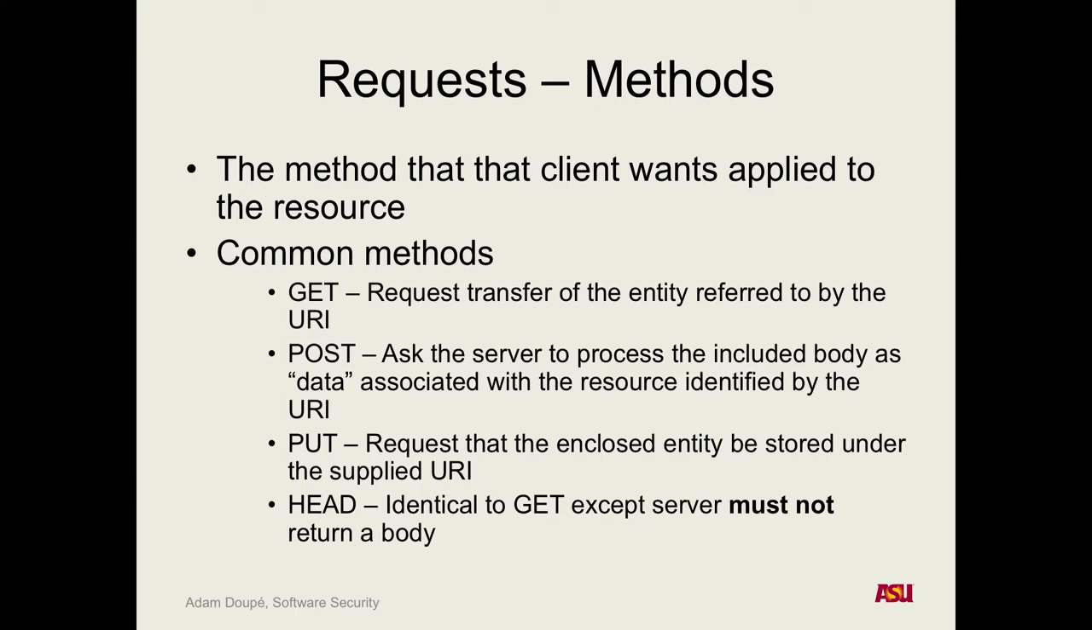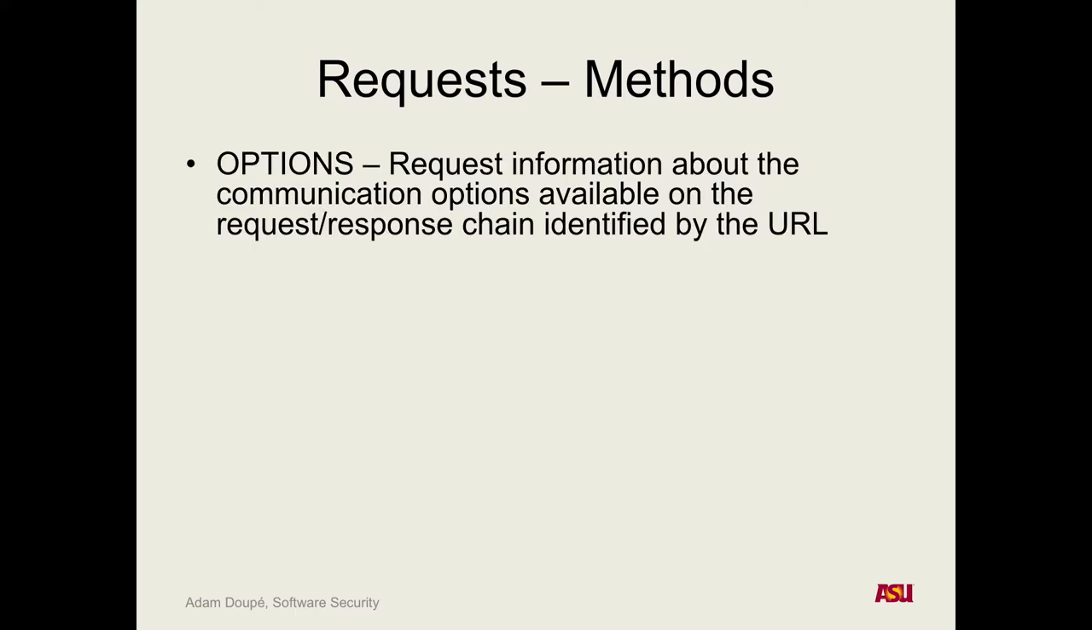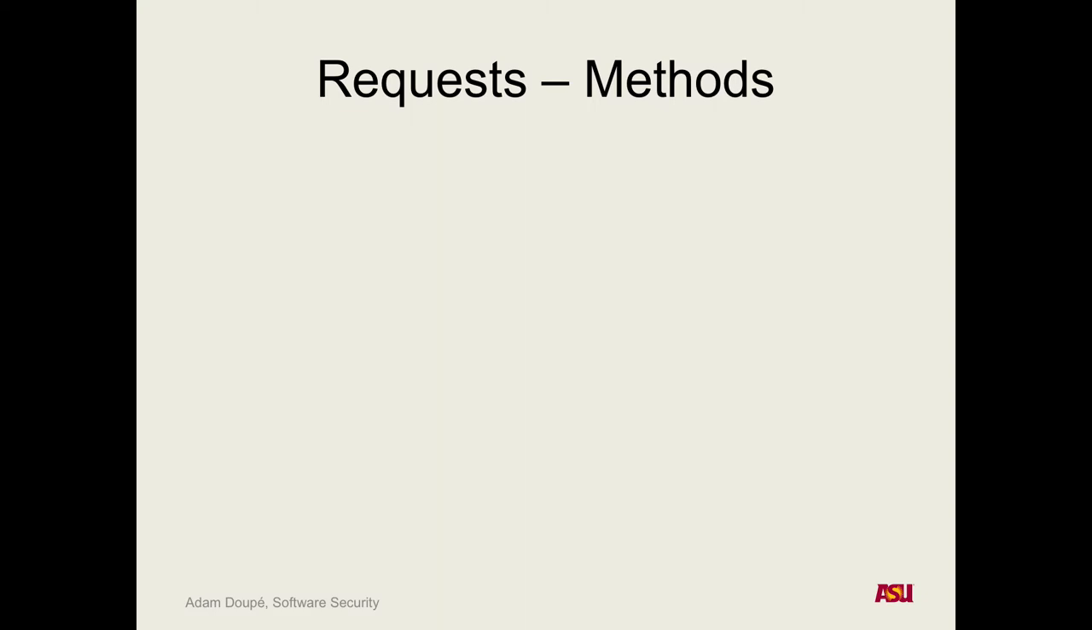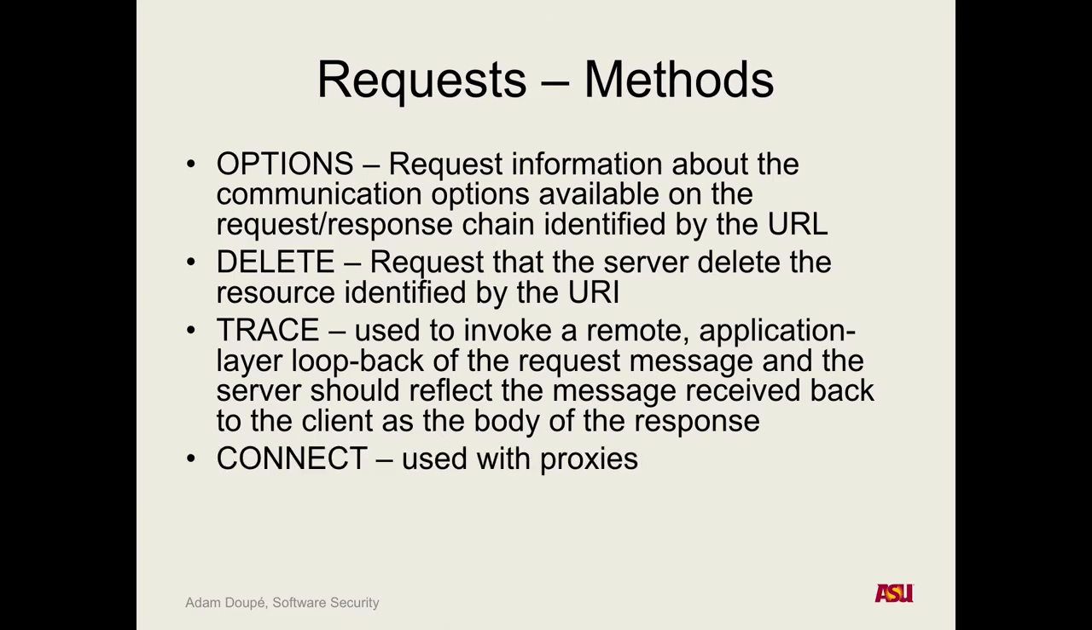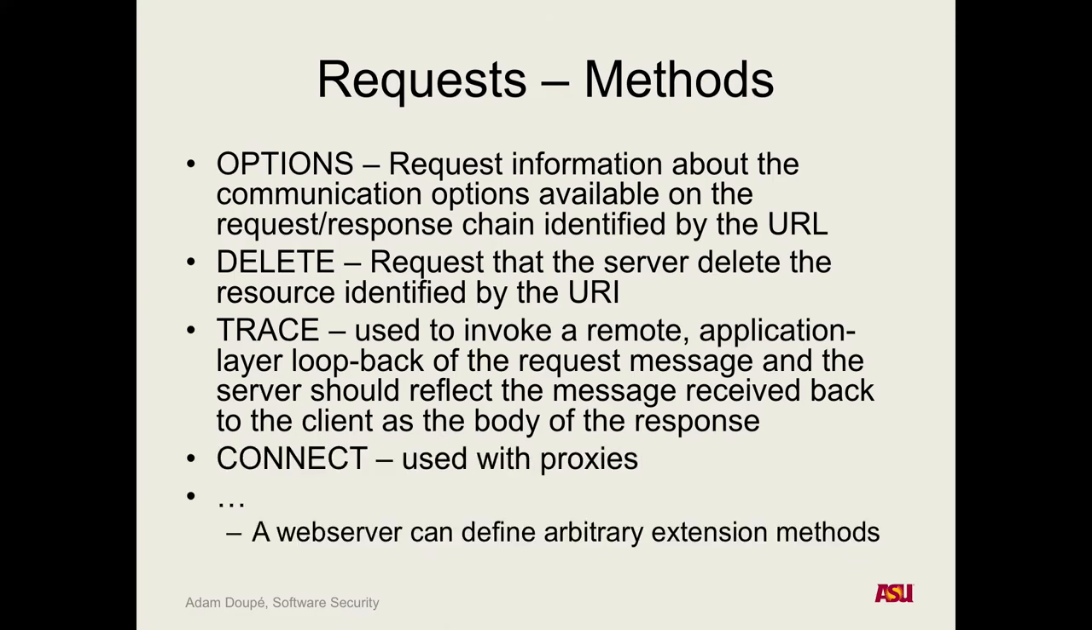Like if you're trying to see if a resource has changed, and the body is going to be huge, you issue a HEAD request first, which may have headers that tell you if it's changed or not. There are all kinds of methods though. I'm going to briefly skim over these: OPTIONS, DELETE, TRACE, CONNECT, all kinds of crazy stuff. And a web server can extend and support any arbitrary methods that it wants, which is kind of cool.